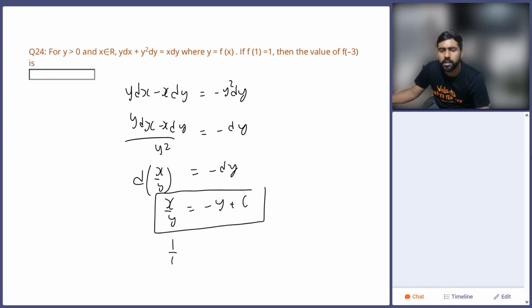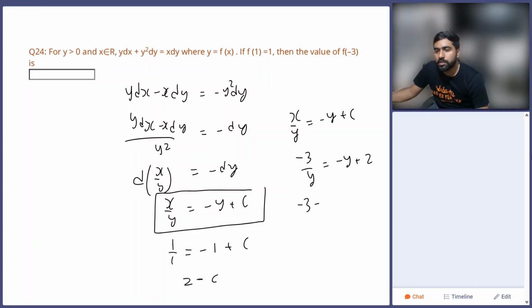There's a function, 1, 1 is true. So 1 equals minus 1 plus c. So that gives you c equals 2. So that means you have x upon y equals minus y plus 2. Put x equal to minus 3. So you get minus 3 by y equals minus y plus 2. So that gives you minus 3 equals minus y square plus 2y over here. That's y square minus 2y minus 3 equals 0.